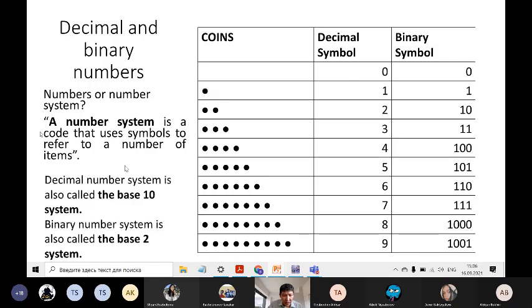Okay, so sometimes we say that the decimal system is the base 10 system. Why? Because we have 10 digits from 0 to 9. And we call the binary number system the base 2 system, because we have only 2 digits.